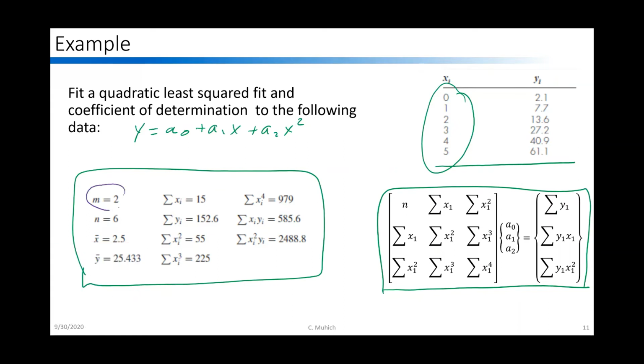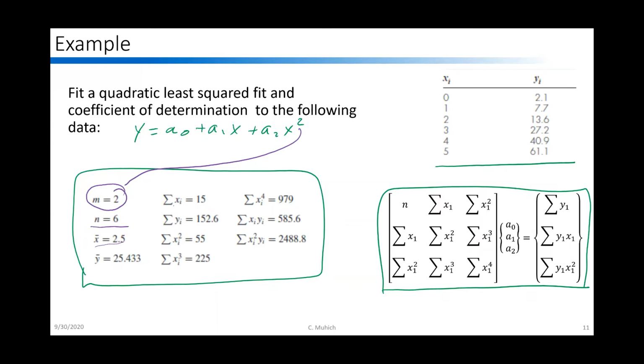So here we have m equals 2 because we're looking for a quadratic. We have n equals 6 because I have 6 data points: 1, 2, 3, 4, 5, 6. Our average x we can calculate in the normal way, where I'm going to sum up all my x's and divide by 6, and then same thing with my individual y's.